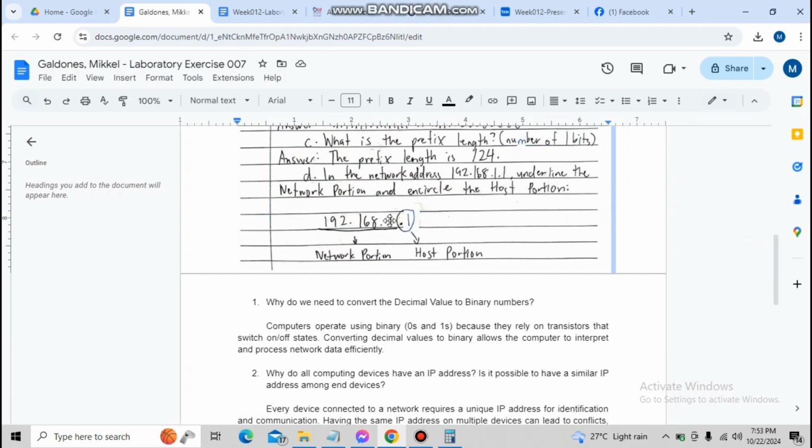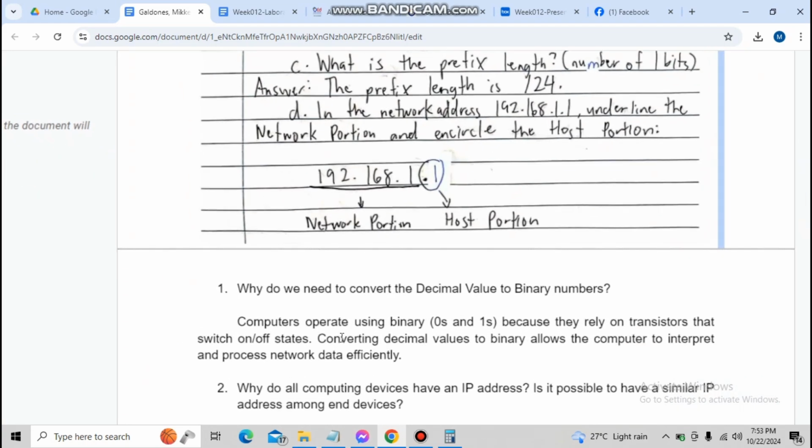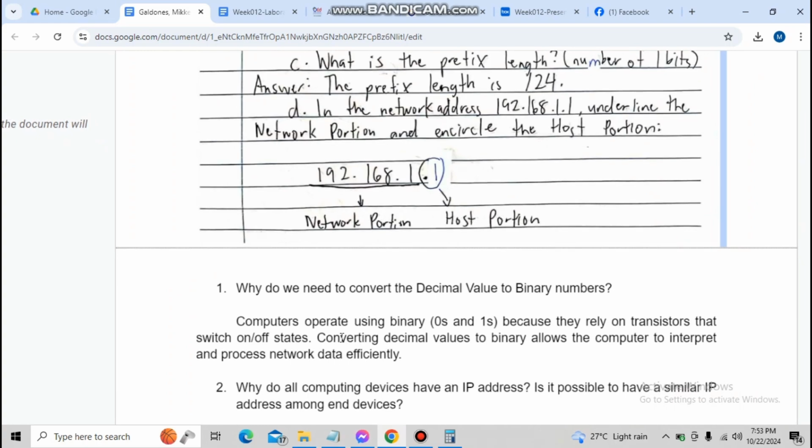So, why did we do this activity? That is the first question on our evaluation over here. Why do we need to convert the decimal value to binary numbers? Computers operate using binary ones and zeros because they rely on transistors that switch on or off states. So, being able to convert our decimal numbers, which are the numbers we use in real life, into binary numbers will help the computer understand and interpret the numbers in order to process the data on the network efficiently.